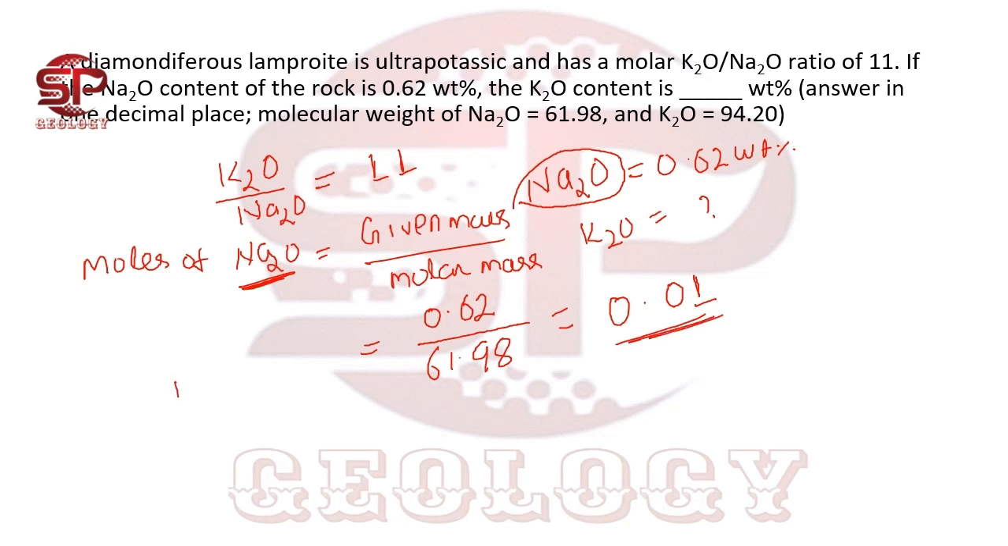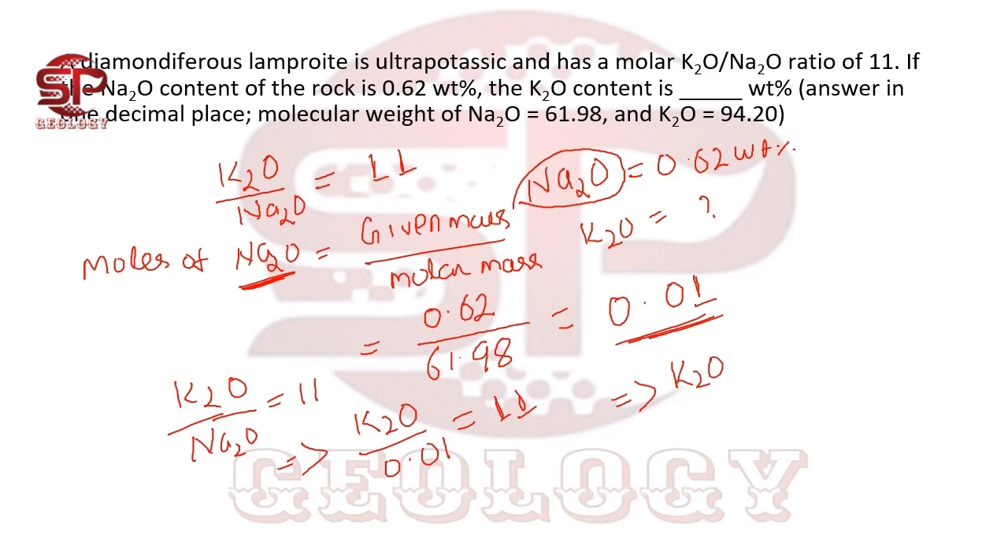The ratio is given here, K2O by Na2O, as 11. So from Na2O being 0.01, we can calculate the moles of K2O. It will be 11 into 0.01, which is 0.11. So now we have 0.11 moles of K2O.